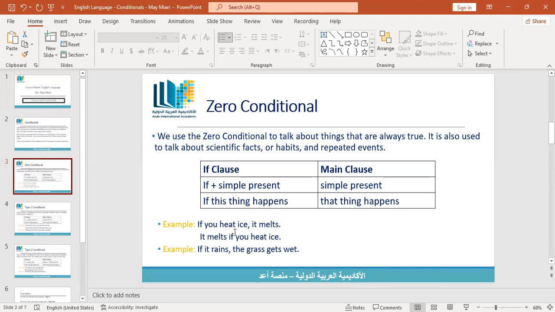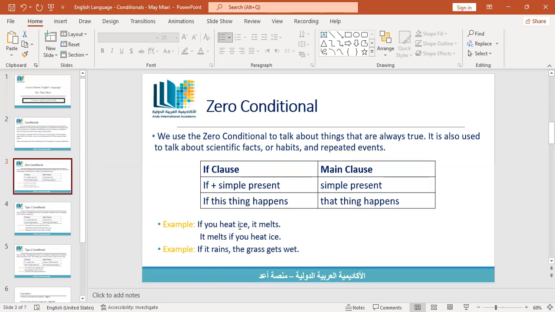If you heat ice, this is the if clause since it includes if, and it melts is the main clause. We added a comma since we started the conditional sentence with an if clause followed by the main clause. In the if clause, we have to use the simple present tense of the verb, and in the main clause too, we have to use the simple present.